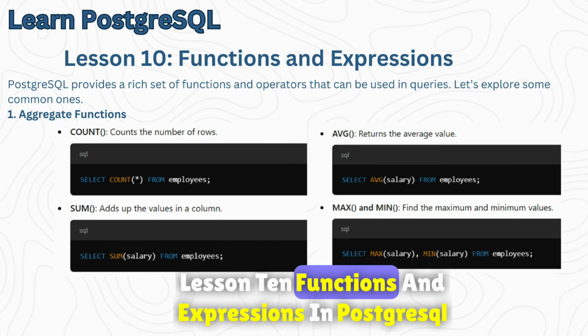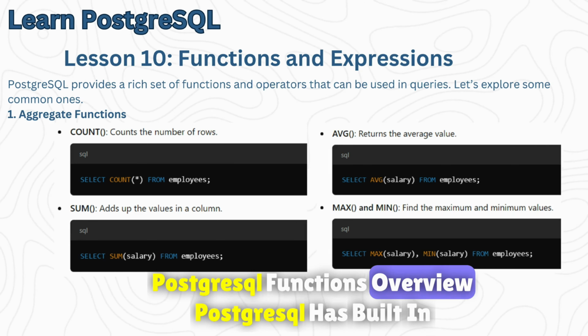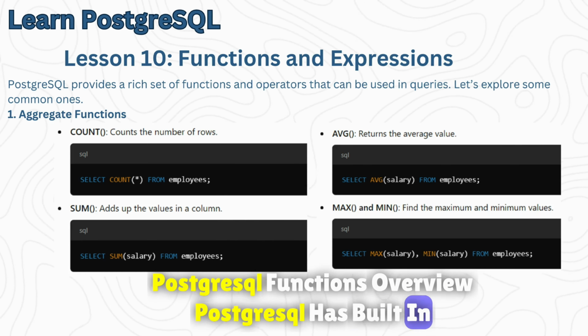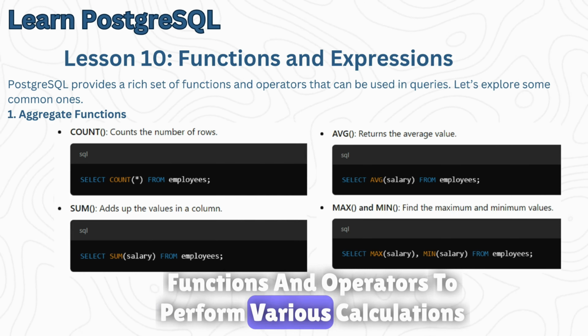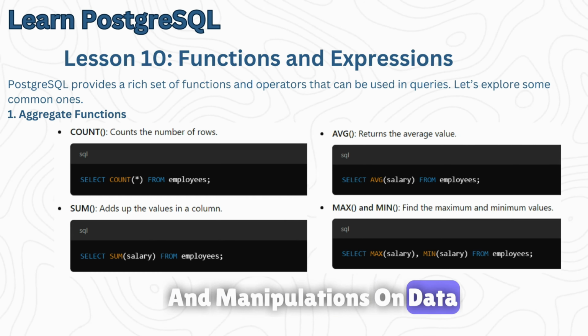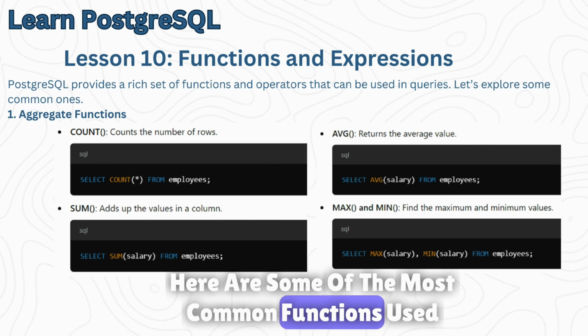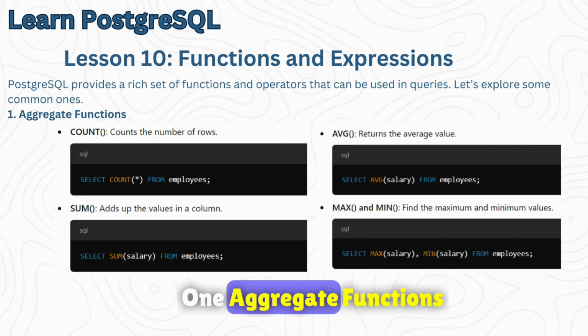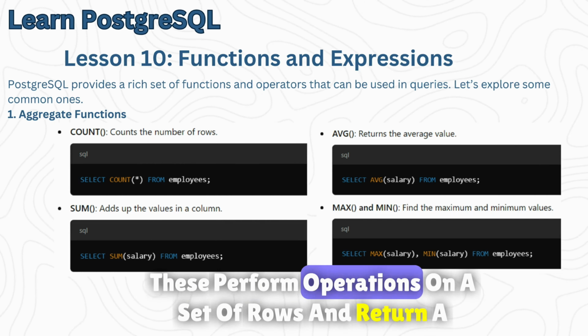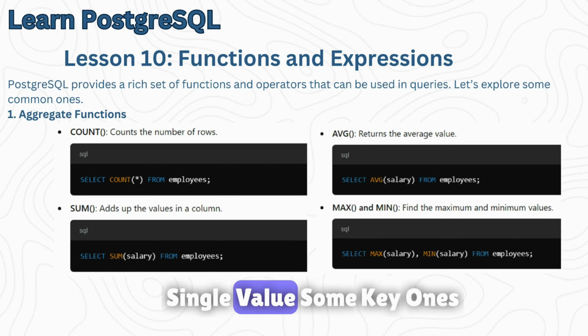Lesson 10. Functions and expressions in PostgreSQL. PostgreSQL Functions Overview. PostgreSQL has built-in functions and operators to perform various calculations and manipulations on data. Here are some of the most common functions used. 1. Aggregate functions. These perform operations on a set of rows and return a single value.